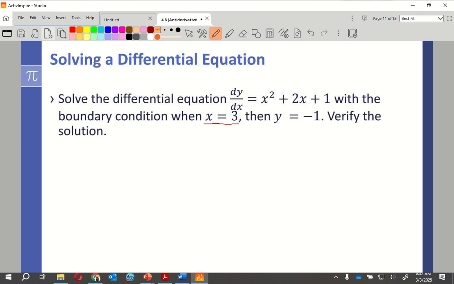So I am going to separate this. This is important because once we actually get to integrals, that's where this comes into play here.